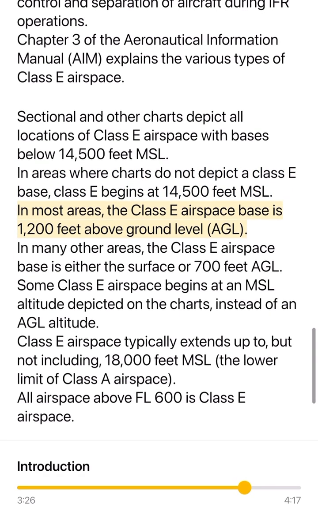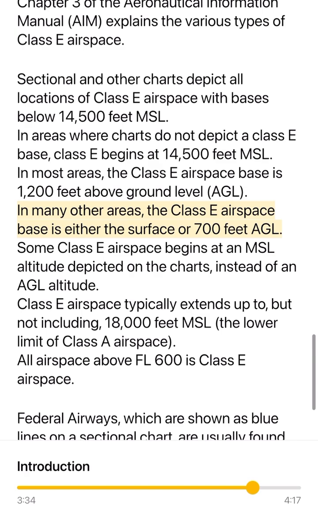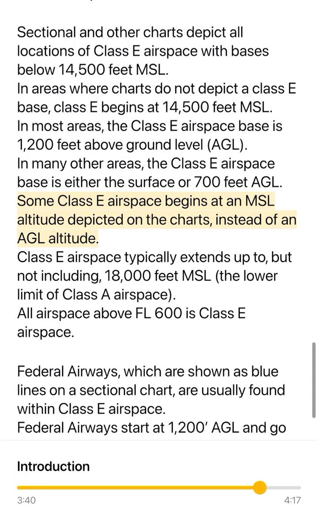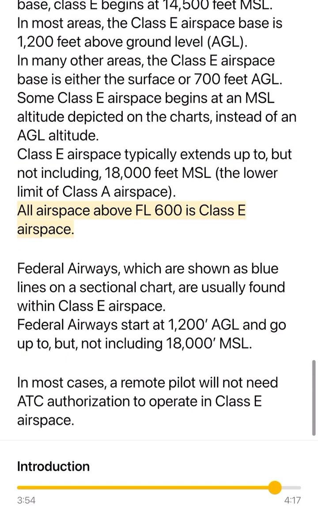In most areas, the Class E airspace base is 1,200 feet above ground level. In many other areas, the Class E airspace base is either the surface or 700 feet above ground level. Some Class E airspace begins at an MSL altitude depicted on the charts instead of an AGL altitude. Class E airspace typically extends up to, but not including, 18,000 feet mean sea level, the lower limit of Class A airspace. All airspace above flight level 600 is Class E airspace.